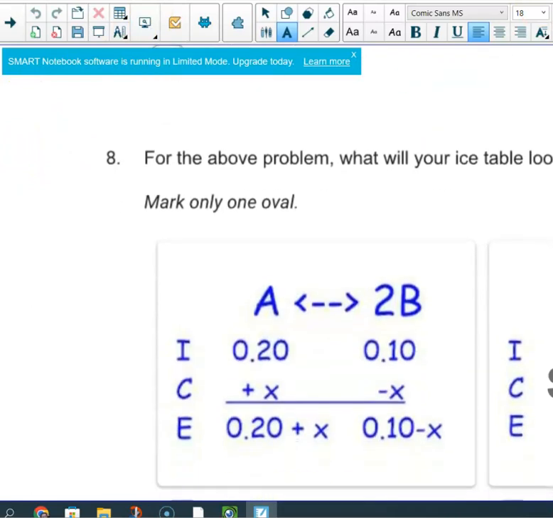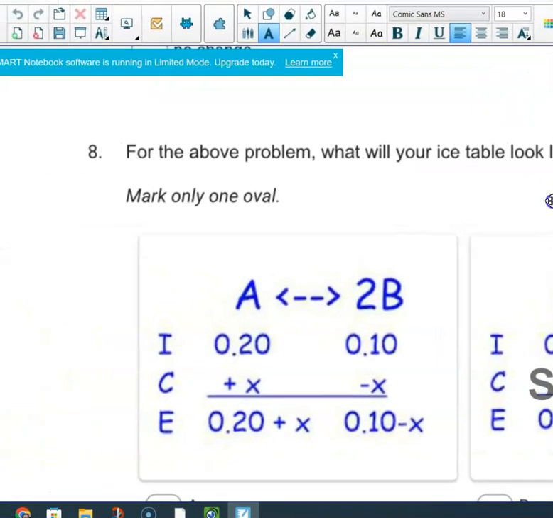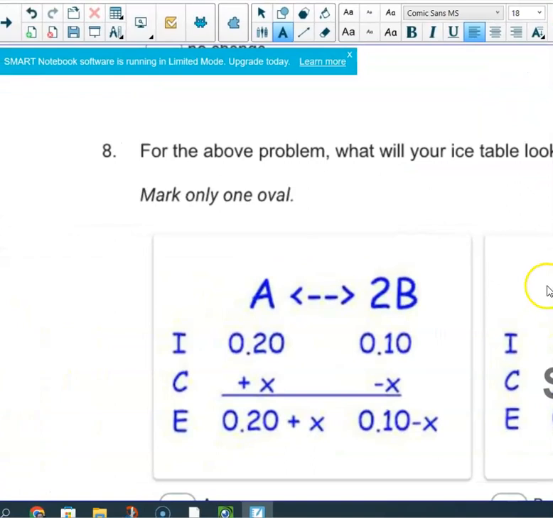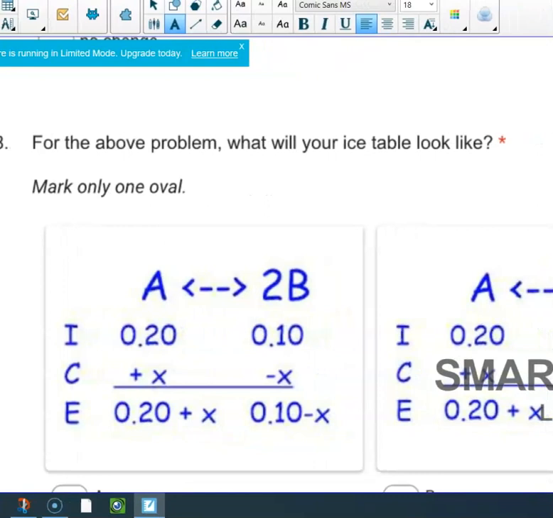So here is number 8. Let me make this bigger. I'm using a sample smartboard thing. Yikes. And so unfortunately, well, anyway, I think you get the idea. Unfortunately, it has that smart notebook thing on the side.